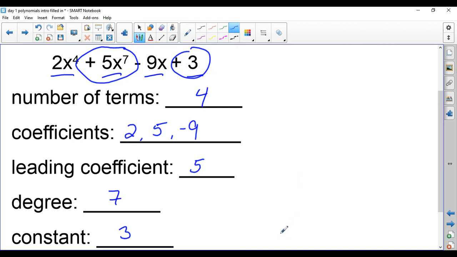We're going to spend a couple days working on learning all of these terms, so you're going to get some practice today and then more again tomorrow.